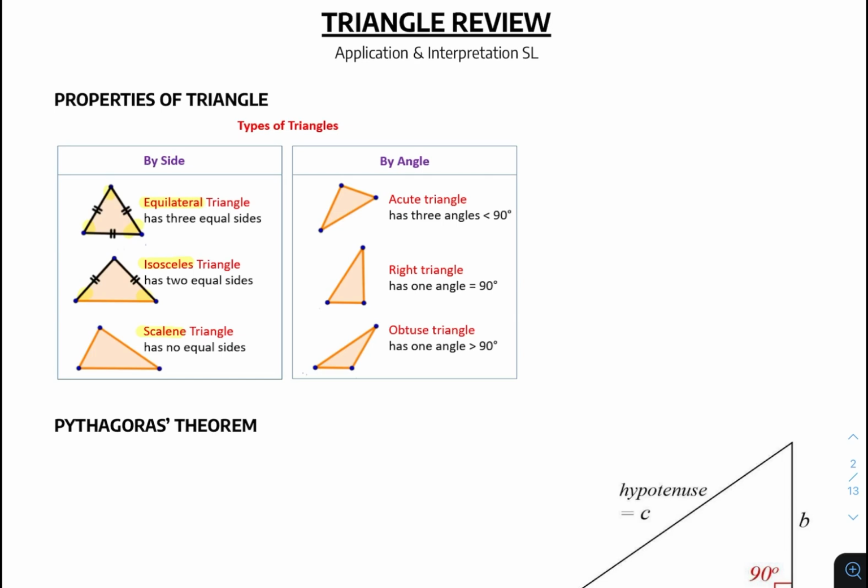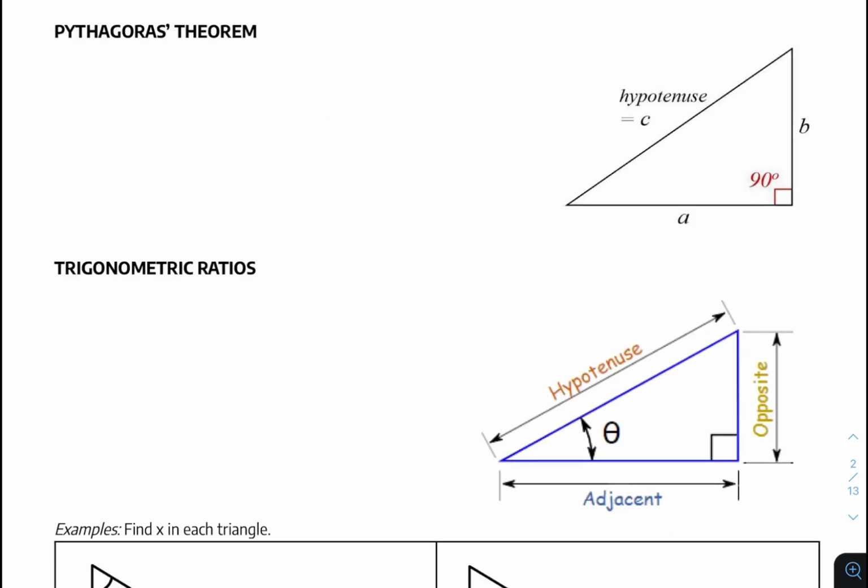And then in order to label a triangle in terms of its angles, if it's an acute triangle, every single angle is less than 90 degrees. If it's a right triangle, we have a single right angle. And if it's an obtuse triangle, we have a single angle that is bigger than 90 degrees.